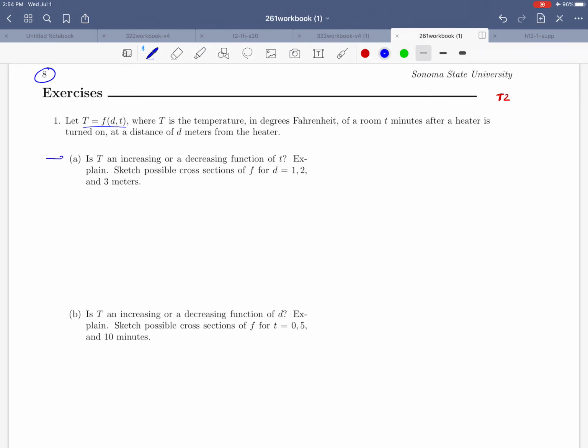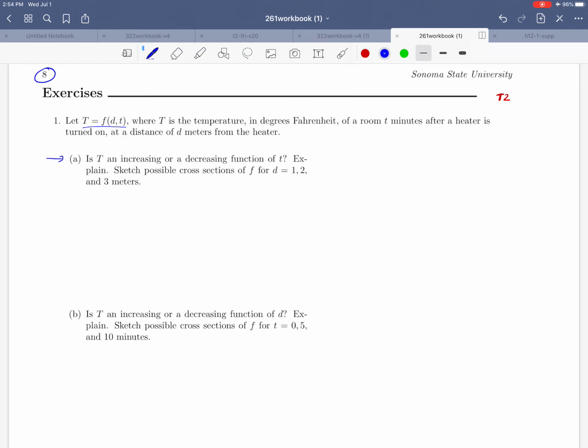So let's start with part A. Take a look at what they're asking us here. The first part of that question asks, is temperature an increasing or a decreasing function of time? They're asking us to think of the distance from the heater as being fixed, constant, and we just want to think about how the temperature in the room is going to change as time changes.